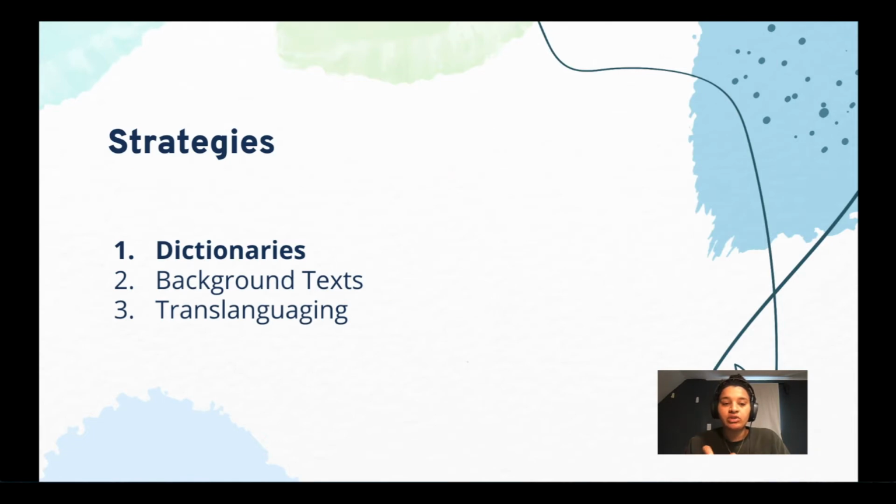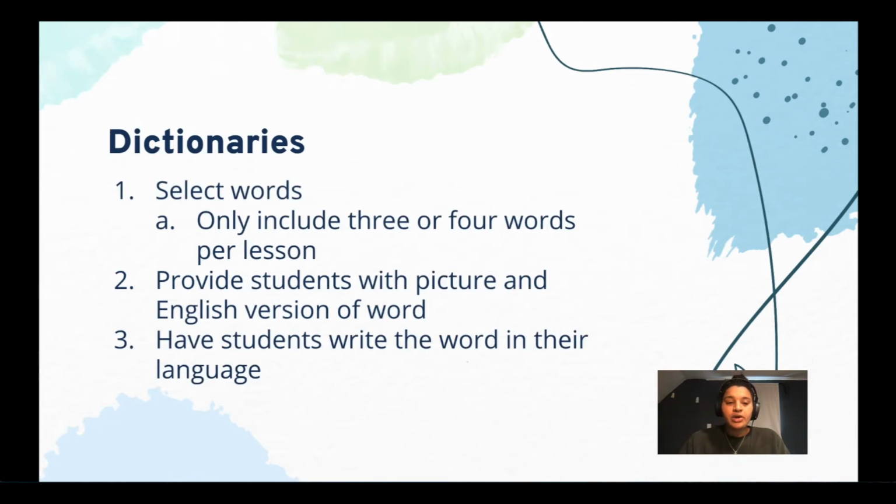Today, again, I'm only going to focus on dictionaries and show you how you can incorporate the use of dictionaries in the lessons. So the procedure for dictionaries that I follow is extremely easy. First, you're going to select a few words. You're only going to include 3 or 4 words per lesson. You're not going to include 15 words, 20 words, because that's just going to overwhelm students.